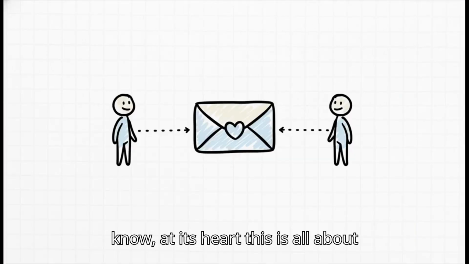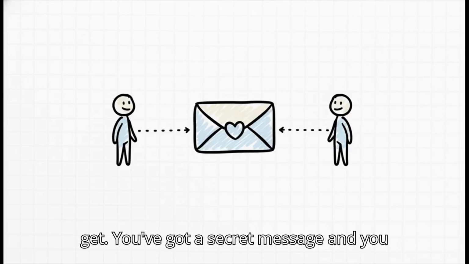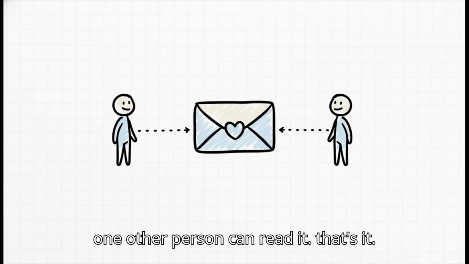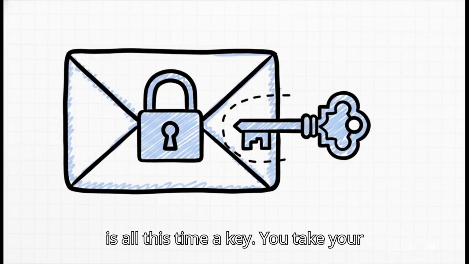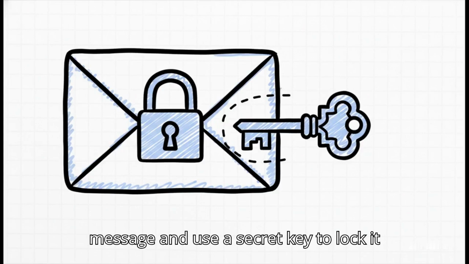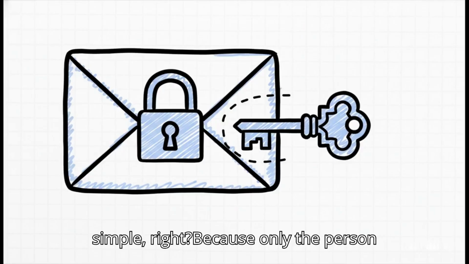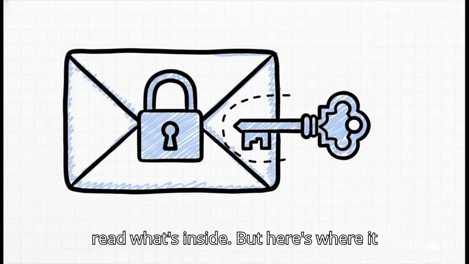You know, at its heart, this is all about something really simple, something we all get. You've got a secret message, and you need to make absolutely sure that only one other person can read it. That's it. And the tool for that is basically as old as time, a key. You take your message and you use a secret key to lock it up, or encrypt it. Sounds simple, right? Because only the person with the matching key can unlock it and read what's inside.